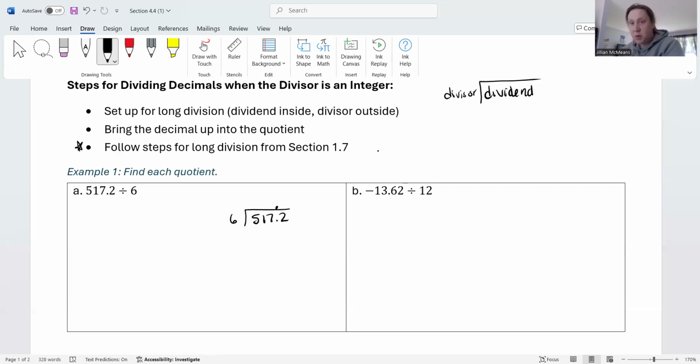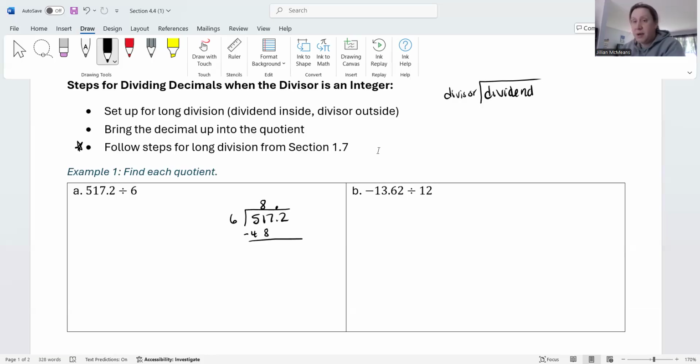Okay. So I know 6 won't go into 5, but 6 will go into 51. And it just so happens that 6 will go into 51 8 times. So we're going to put 8 above the 1. 8 times 6 is 48. So I subtract.